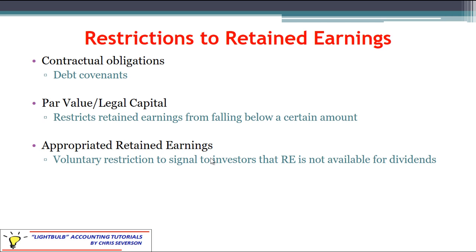There may also be legal restrictions. For example, a contractual obligation. If you borrow money or if you issue bonds, there may be a debt covenant in there saying you're restricted from paying too much in dividends. It may give you a certain percentage or cap that you have to keep retained earnings at. So you can't pay below that amount. We talked briefly in the earlier module about the par value and the legal capital. This does the same basic thing. It restricts retained earnings from falling below a certain amount.